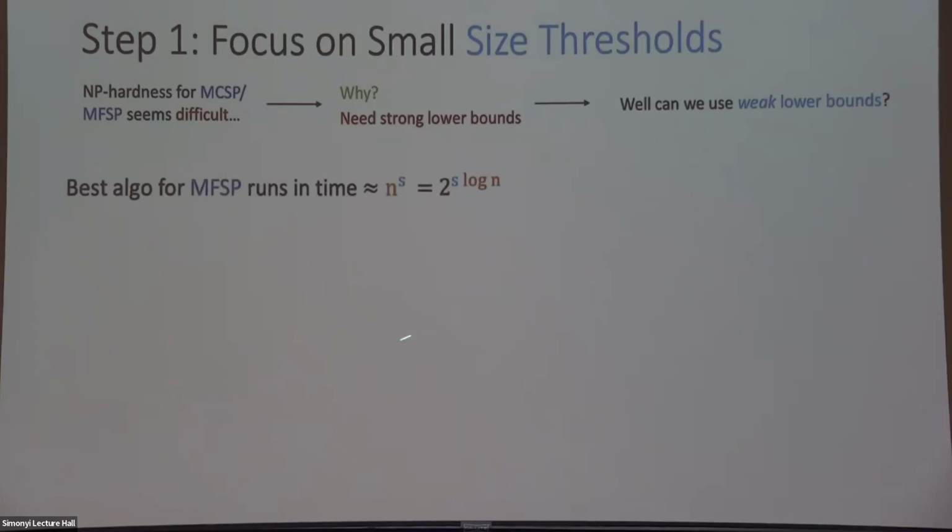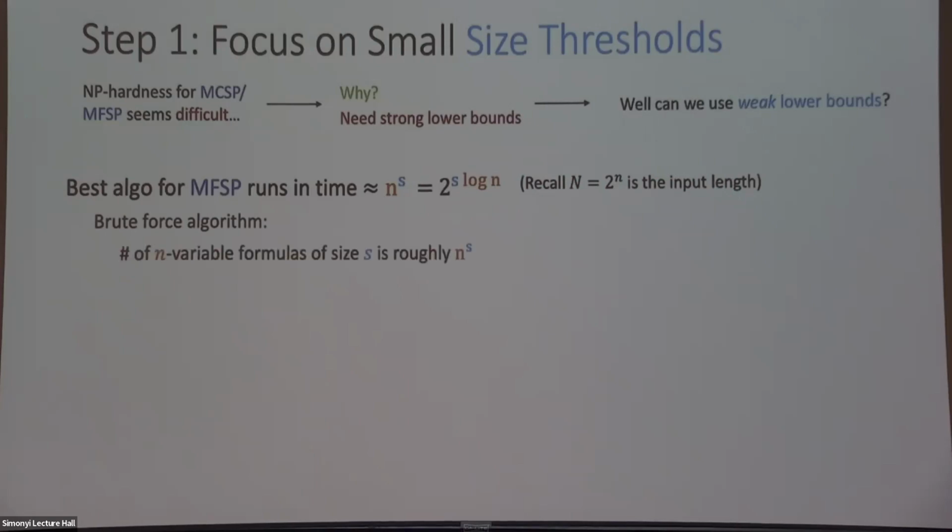And as I mentioned over here, the best algorithm for solving the minimum formula size problem runs in time roughly n to the s. And this is just the brute force algorithm. Here's the reminder that capital N equal to 2 to the n is the length of the input, and little n is the number of inputs to the function.